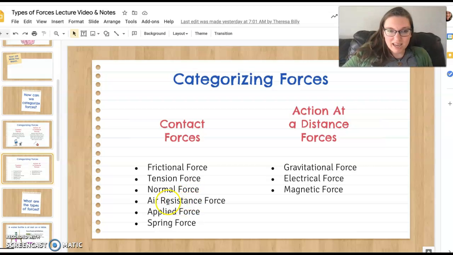And then air resistance is like if you are driving down the road and you've got your hand out the window, that air resistance is that force that's hitting your hand as your hand is blowing in the wind. Applied force is when you actually move something. That's what we would normally think of as an actual push or an actual pull.